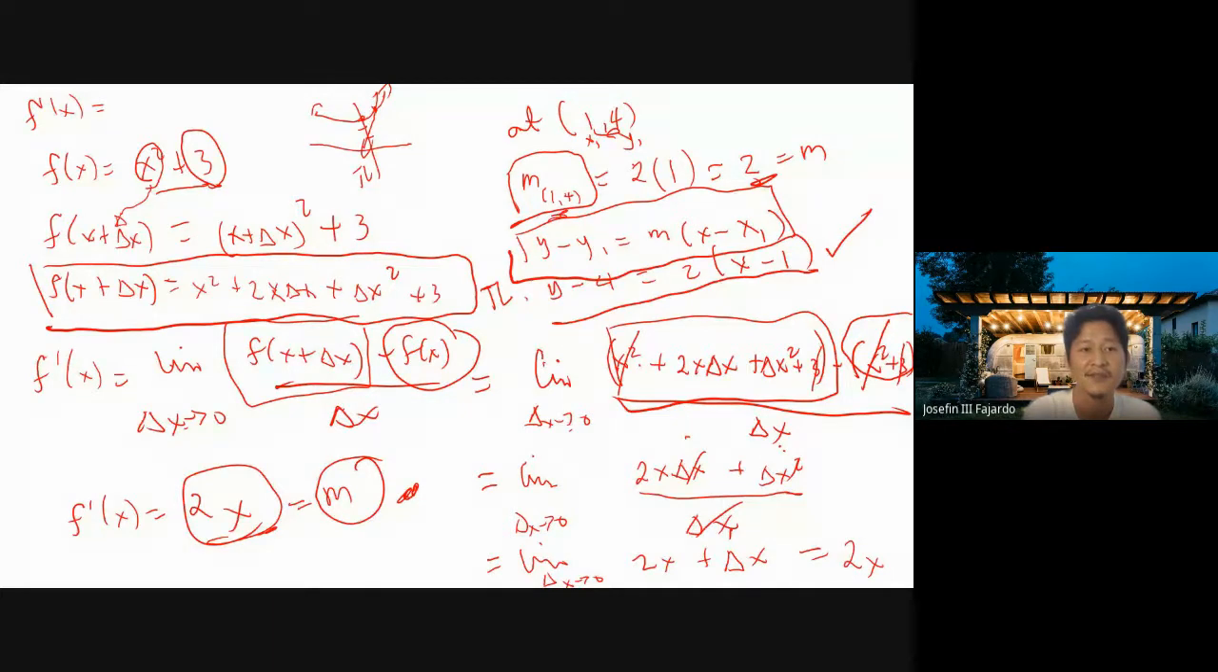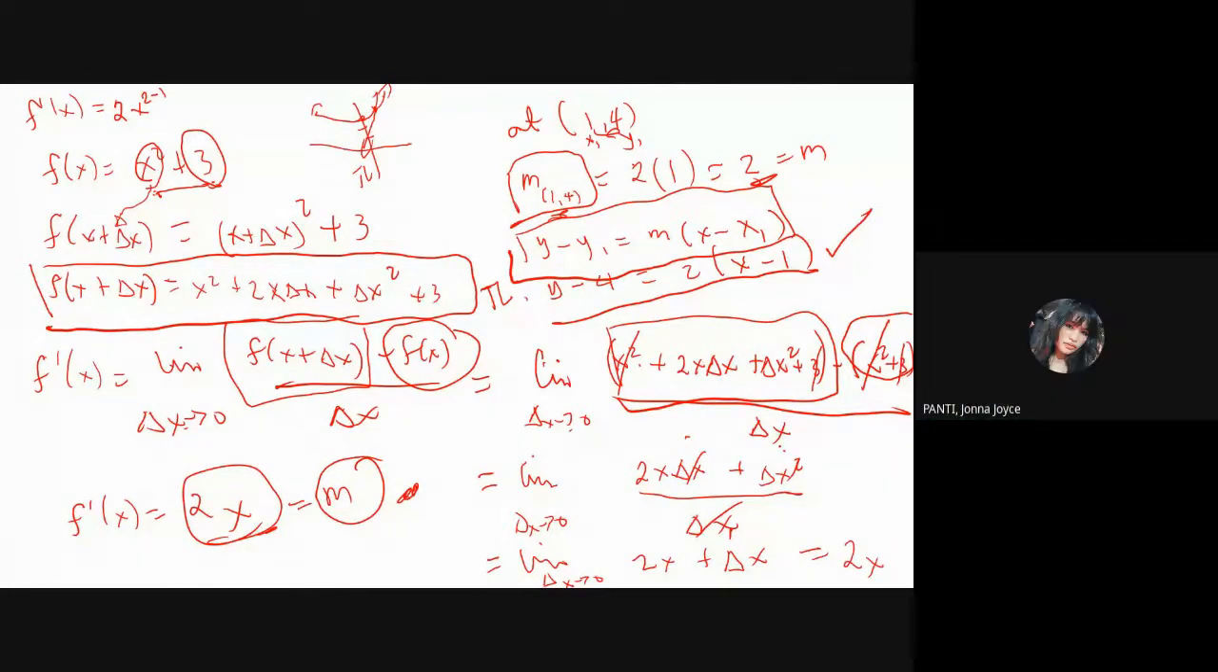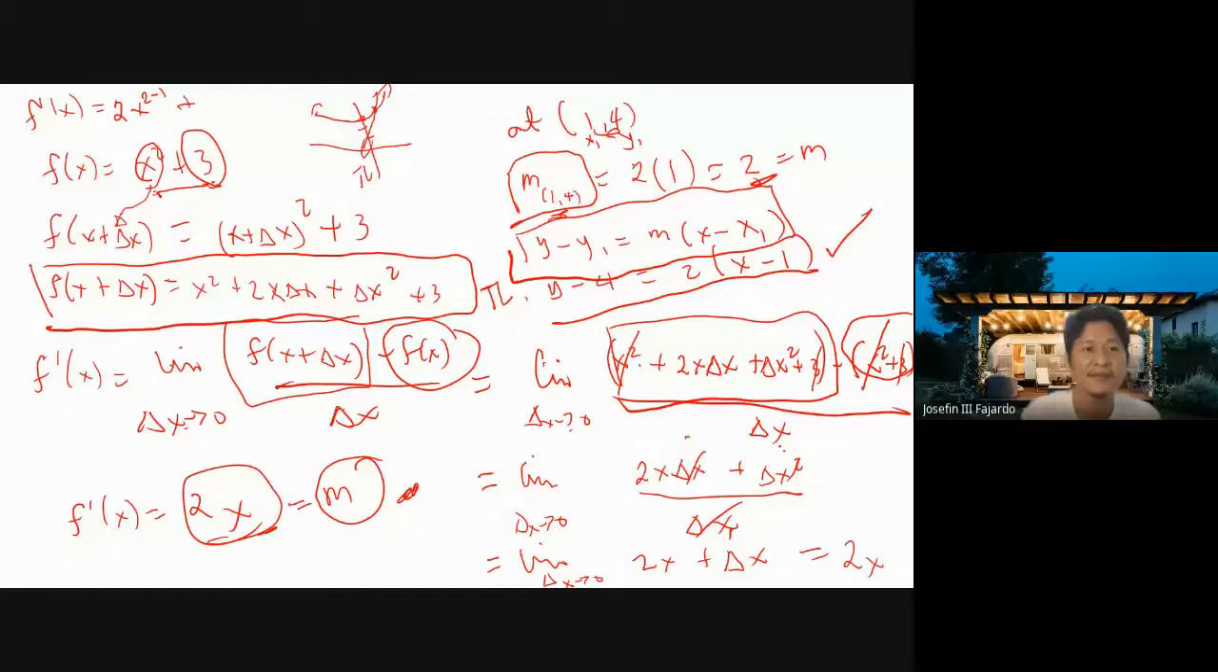Tama ba? Dahil sum, so pwedeng isa-isahin lang natin. Ano yung derivative ni x squared? So using theorem number 2, di ba parang x to the n yan? So mangyayari, ang n natin dyan ay 2, tapos yung 2 natin, babawasan lang natin ng 1, right? Yun yung theorem number 2 natin. Tama ba? Okay, and then, ano yung derivative ni 3?